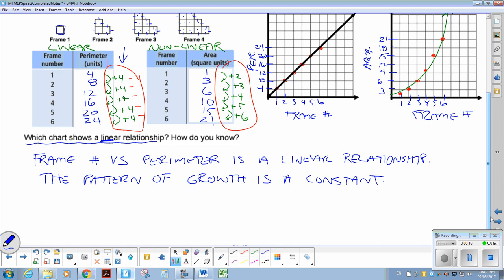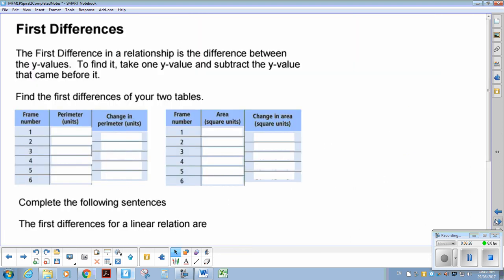Okay, so we can see that every time it was a +4. So if we can find a pattern of growth which is a constant, then we know we have a linear relationship. All right, moving on to the next one then.